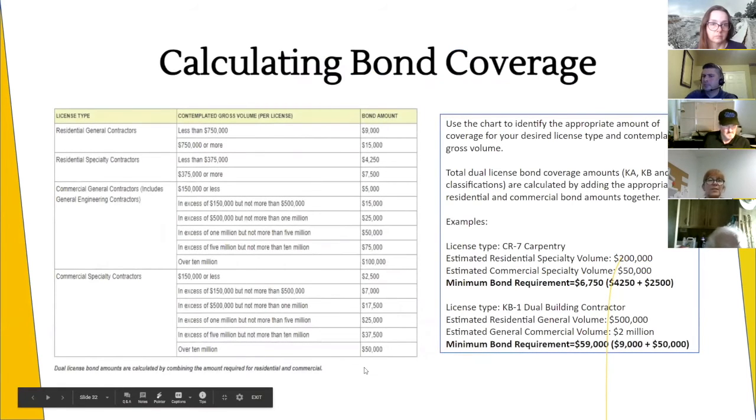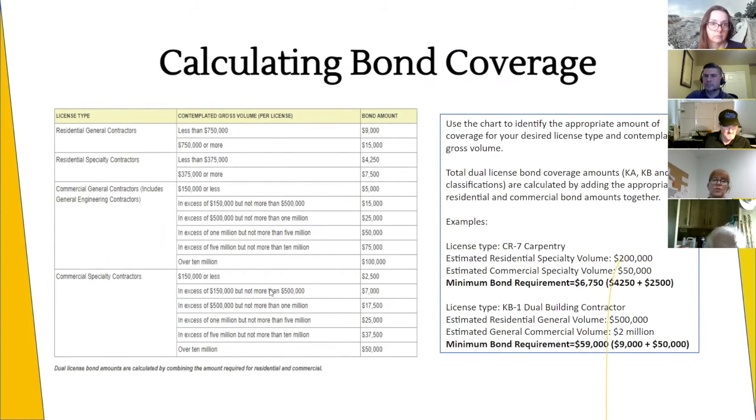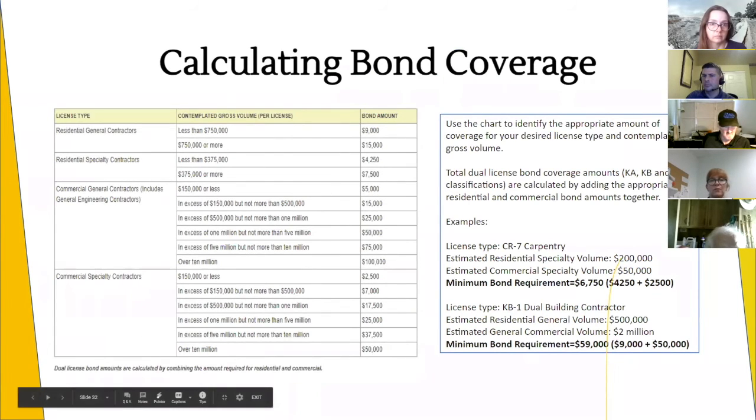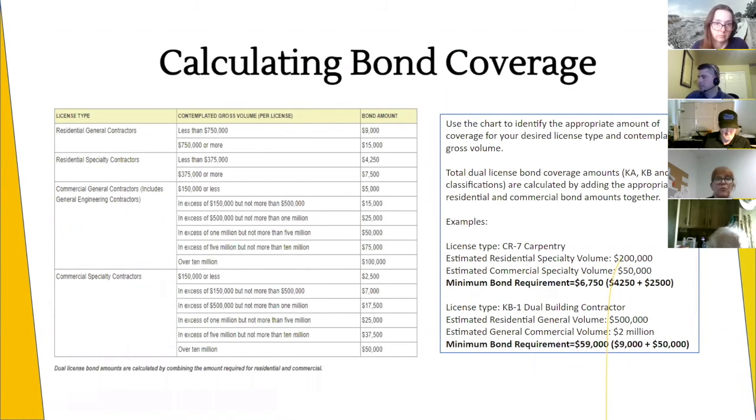As you can see on the left-hand side of the screen are the types of contractors. So it's the umbrella areas that we talked about before. If you're a residential contractor, that could mean that you're a B residential contractor or a B3. These are all covered under residential general contracting. The minimum amount, if you're doing less than $750,000 a year, or that's what you think you'll be doing that first year, and no more than that, you could get a bond for $9,000.